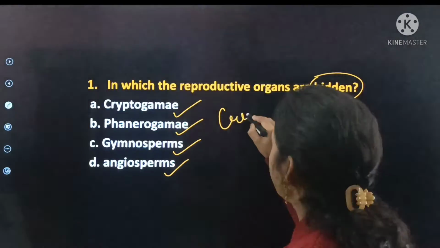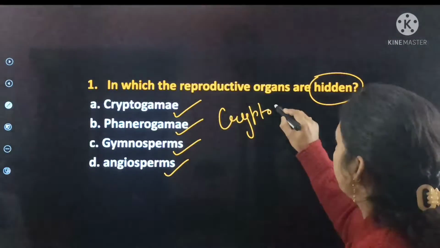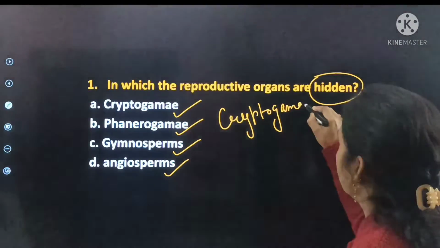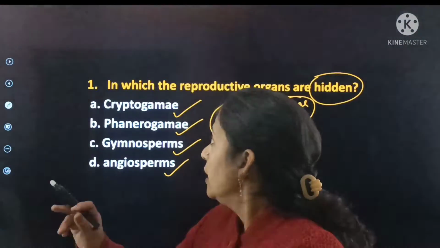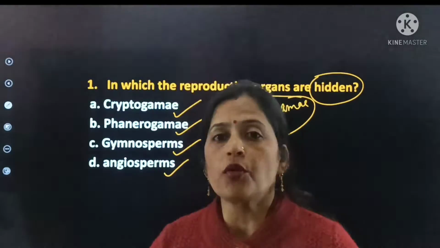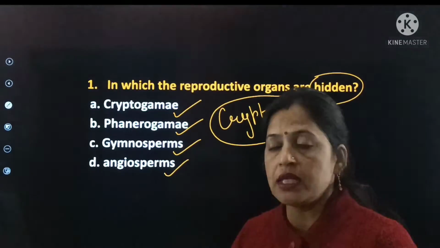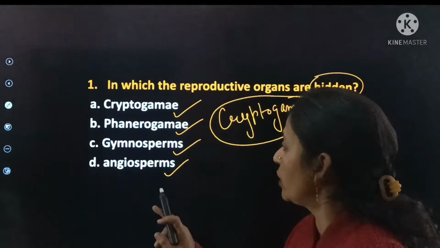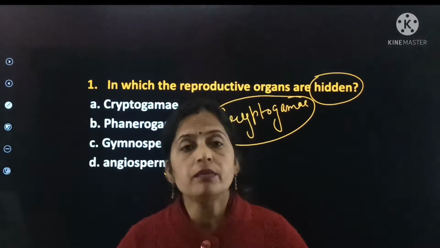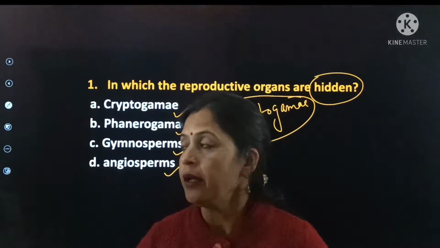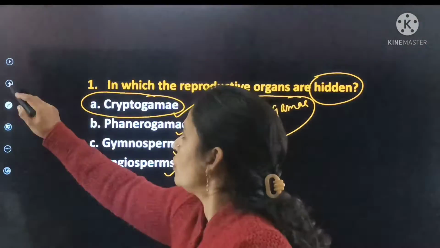Cryptogam. So here cryptogam is the one in which the reproductive organs are hidden. Phanerogams में reproductive organs hidden नहीं होते हैं, gymnosperms में भी hidden नहीं होते हैं, and even angiosperms में भी reproductive organs hidden नहीं होते हैं, पर जिनमें reproductive organs hidden होते हैं वो आपके हैं cryptogams. So this is the right answer for question number 1.